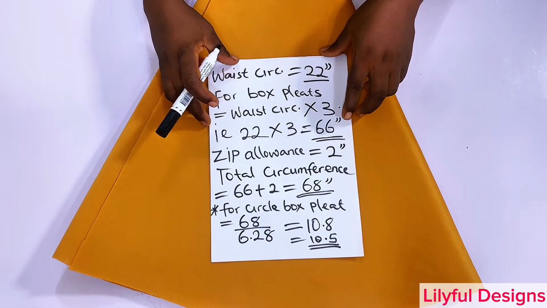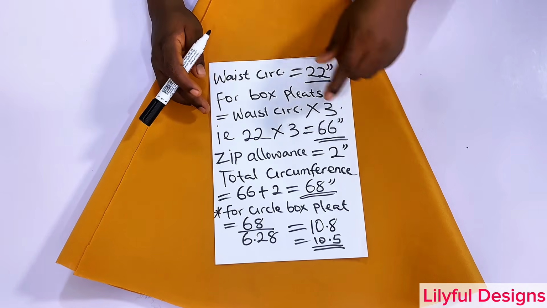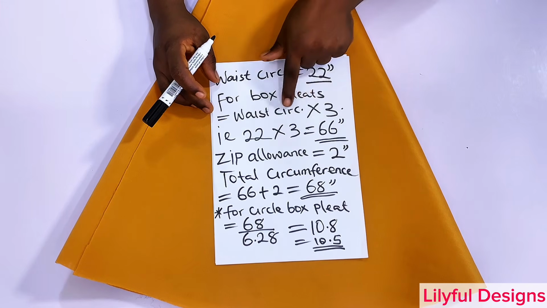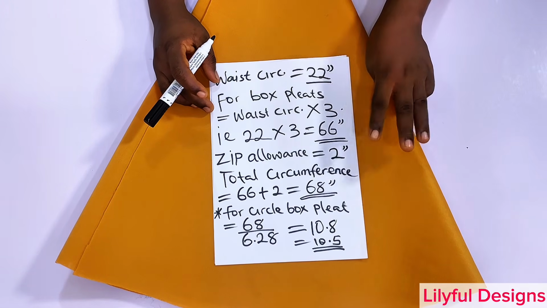If you are cutting a straight pattern, you don't need to divide by 6.28. Just use that 68 inches to cut your fabric straight, and you add the length of your fabric.